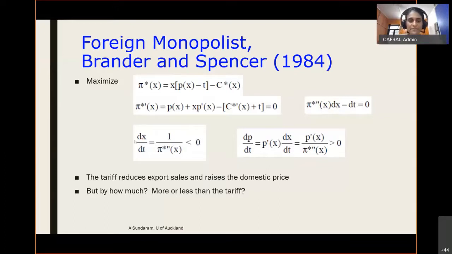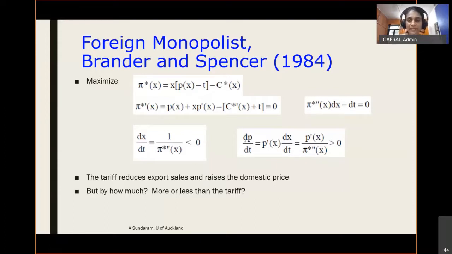And so that gives me dx over dt is 1 over pi double prime, which is less than 0. So what is this telling us? If I put on a tariff, then X is going to go down because this is a negative relationship. So the tariff is going to decrease the level of imports in this case, which is intuitive. That is what the tariff is meant to do. The more important question is, what does the tariff do to the price that my consumers are paying?